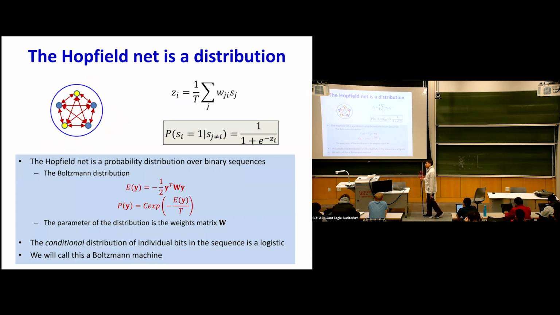So all of this means that, when defined in this manner, the Hopfield network is a probability distribution over binary sequences. It's the Boltzmann distribution. The parameter of the distribution is the weights matrix W. And the conditional distribution of individual neurons in the network is a logistic function. And this entire thing is what we call a Boltzmann machine. So you're going to encounter the term Boltzmann machine often in the literature. This is what a Boltzmann machine is.